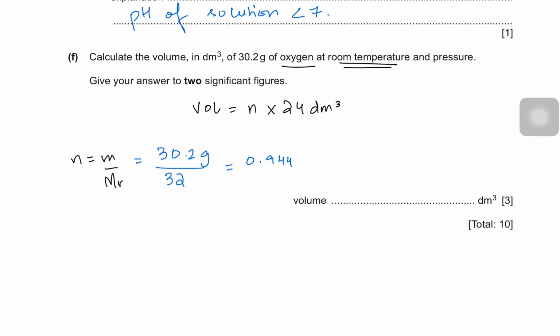When I multiply it by the 24 value, the volume turns out to be 0.944 times 24 decimetre cube, which gives me a volume of 22.65 decimetre cube. They have mentioned two significant figures, so even if the answer is 22.65 decimetre cube, two significant figures means the first two non-zero values, so 23 decimetre cube. Remember, they want two significant figures, don't forget that.